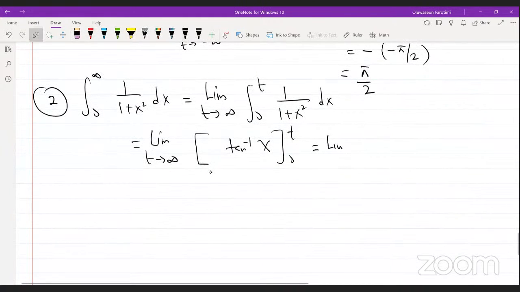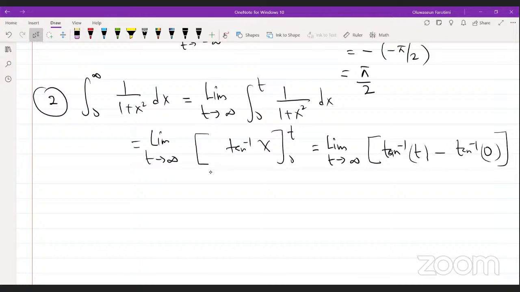So this is going to be limit as t goes large. Now you plug in your top and your bottom. So you have a tan inverse of t minus tan inverse of 0. So this is kind of similar as before. The only difference is that the bounds are different. So this is 0. So this is arctan of infinity. Talk to me, guys. What is the arctan of infinity? That's just going to be pi over 2.